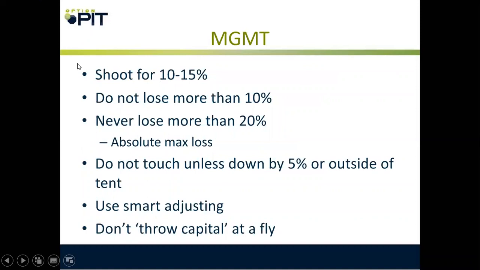Oh, first I want to talk about management. Generally speaking, for a non-directional butterfly, I want to shoot for 10 to 15%. And that's return on risk. I don't want to lose more than 10, and I never lose more than 20. And leave them alone unless they're down by at least 5% or outside the tent. Use smart adjusting. I'm not really going to talk too much about adjusting today, but the one thing I will say is don't throw capital at a trade. Days to expiration, usually somewhere between 15 and 35. But I'll do a week. I will do within a week, and in those I'm just looking to hold for a day or two.